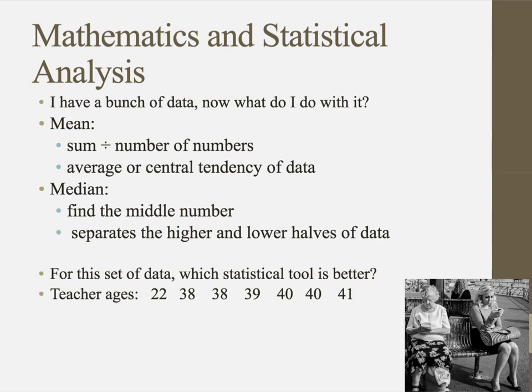One of the ones we're going to be using most often is to find the mean. Okay, the mean is also the average, and to find that, you're going to take the sum of all of your numbers and you're going to divide by the number of numbers. Or if you're clever, you're going to make your spreadsheet do that for you. And that's going to tell us the average or the central tendency of data.